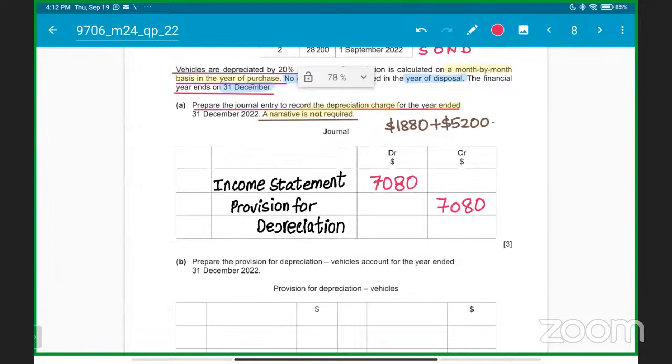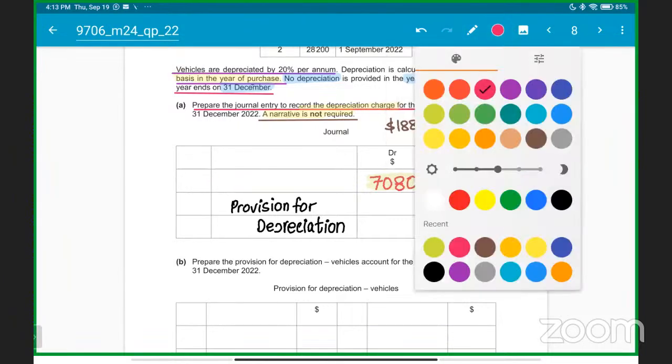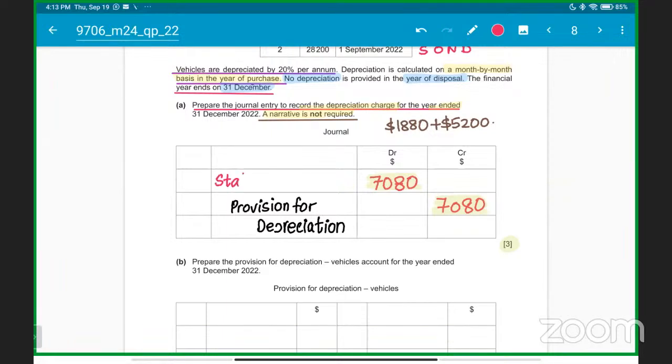So definitely, students, in order to get the 3 marks, we need to understand that 1 mark is for the calculation and 1 mark is for writing it down correctly. The provision for depreciation account is always credited and the income statement will always be debited. You can write down the words income statement, or because of the recent changes, you have to write down statement of profit or loss. So better not to write income statement, write statement of profit and loss, that is the new name for income statement.